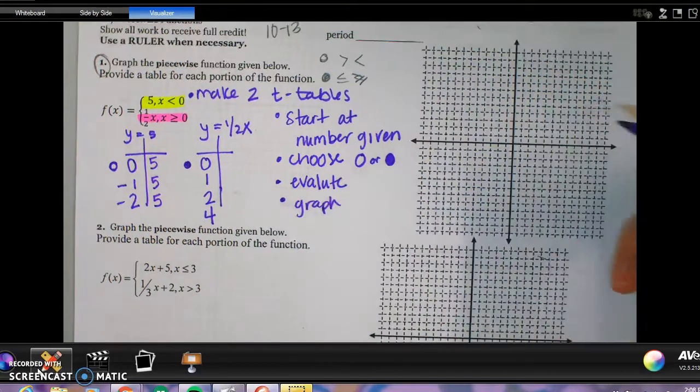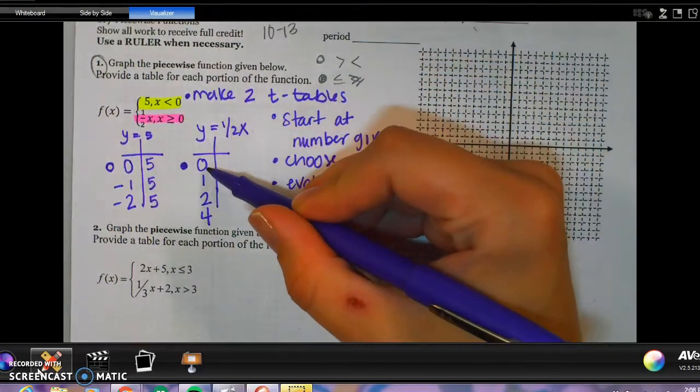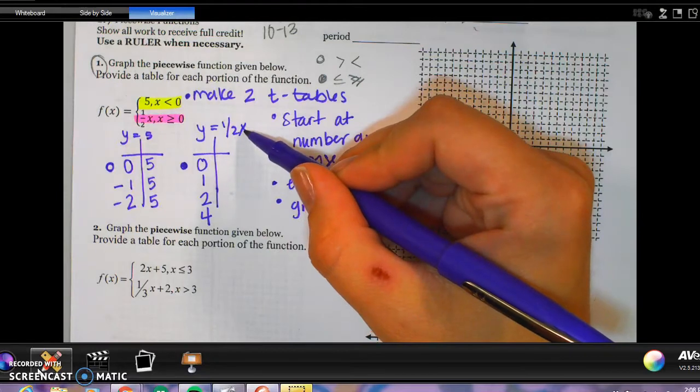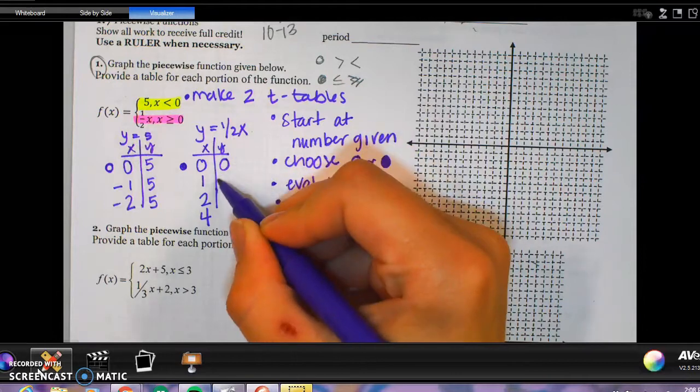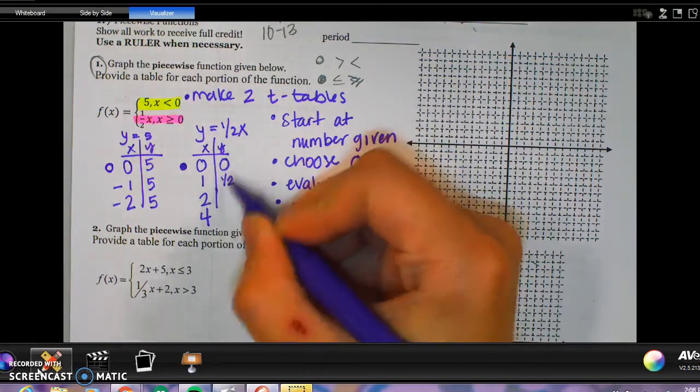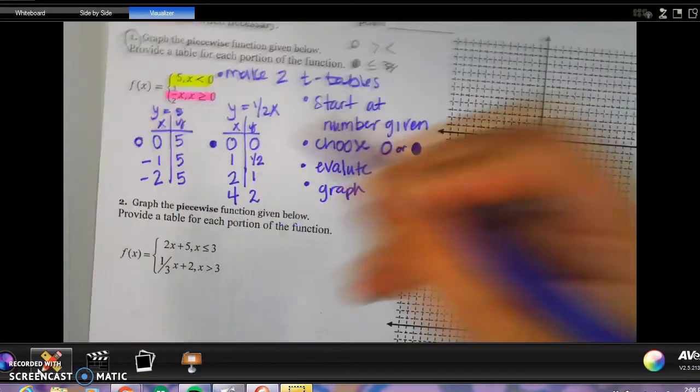I'm going to write the last step, this graph. So this one we're actually going to have to plug in. When I plug in 0, I get, for x, I get out 0. When I plug in 1, I get 1/2. When I plug in 2, I get 1. I skip down to plug this in here.